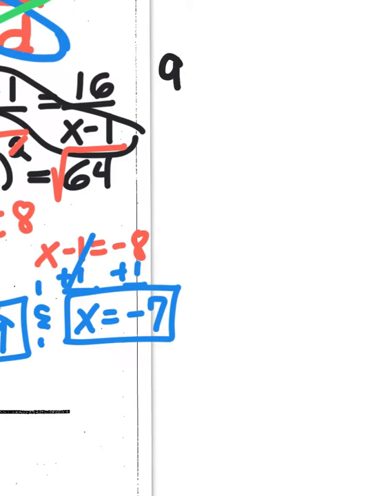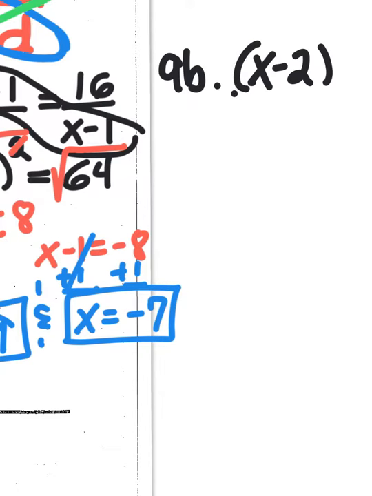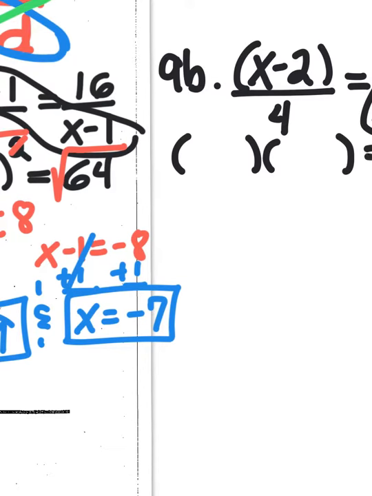Okay, so the problem 9b, it's a little different. This is going to be x minus 2 over 4 equals 8 over x plus 2. Okay, so now notice that the extremes are not the same number. Okay, they're different. Therefore, what we're going to have to do is write both of them. 8 times 4 is 32. And let me just copy x minus 2, x plus 2.